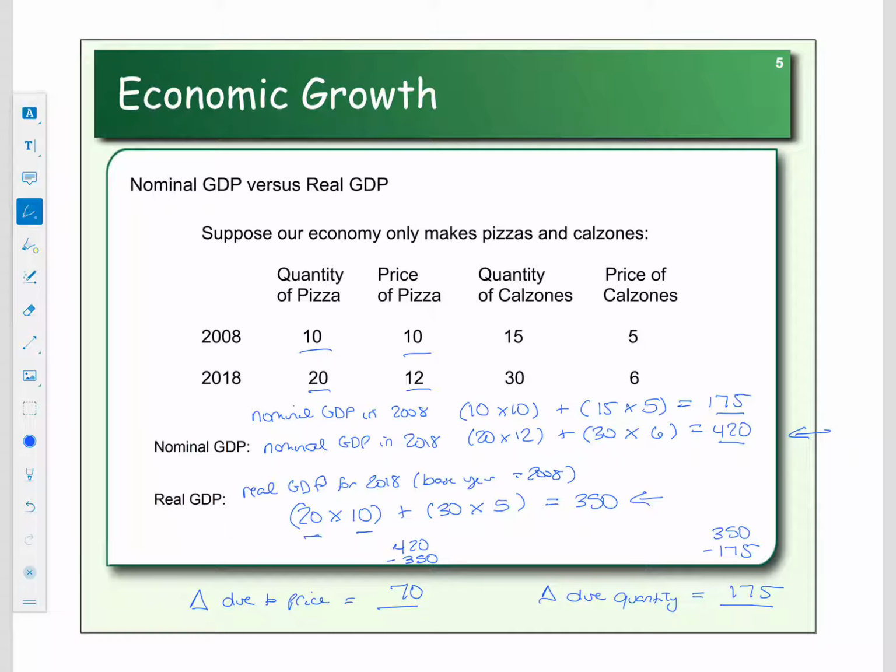So you can see how we might want to look at real GDP instead of nominal GDP to get at whether or not we're producing more goods, because nominal GDP, that change that we see from year to year, could be price or it could be quantity.